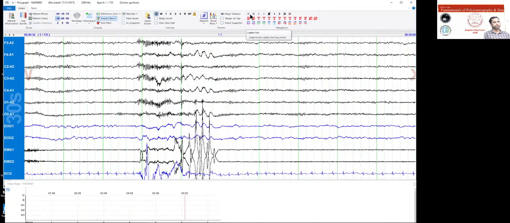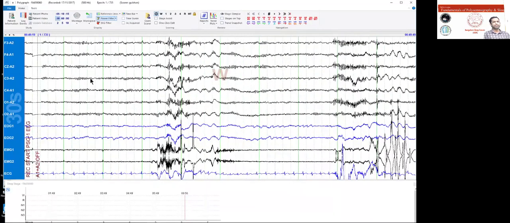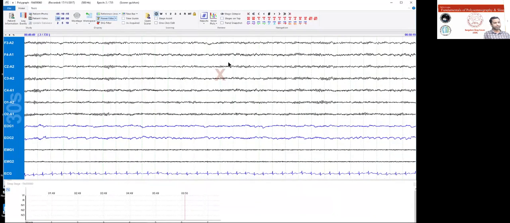So these are the parameters you can change with this bar on the screen. This is the Nihon Kohden system. Most of the similar kind of settings are there in most of the good systems. So, 30-second windows. I am keeping 1 second, so 30 lines are there, so that I can count visually also. This is the second epoch. Next epoch after 30 seconds.